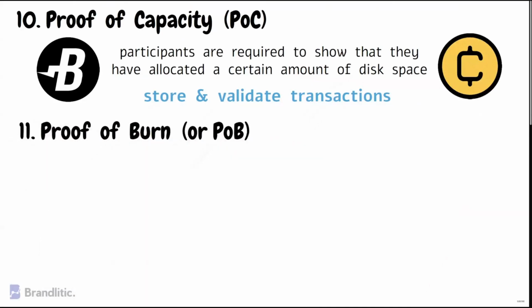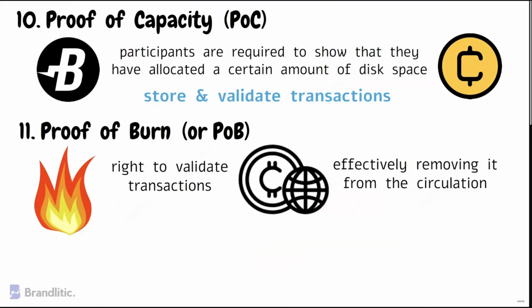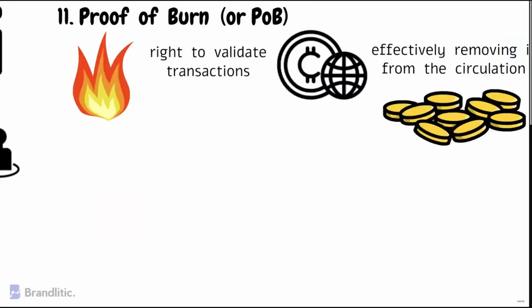Well, it is a consensus algorithm that requires participants to burn a certain amount of cryptocurrency in exchange for the right to validate transactions on the network. In order to burn the crypto, it is sent to an unspendable address, effectively removing it from circulation. And once this is recorded, the participant is then rewarded with a proportional amount of new cryptocurrency created by the network. Next, number 12, proof of identity or POI.